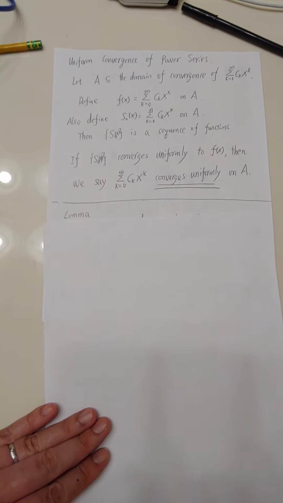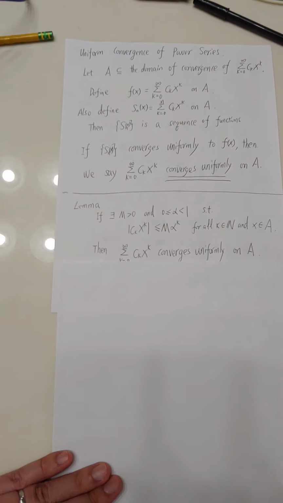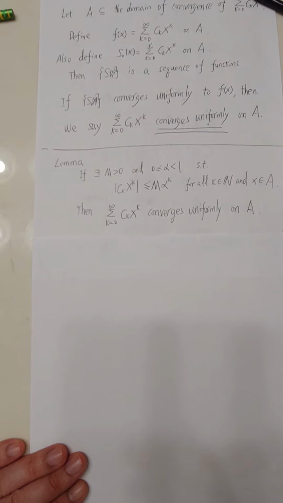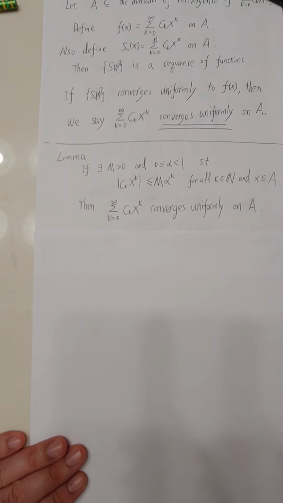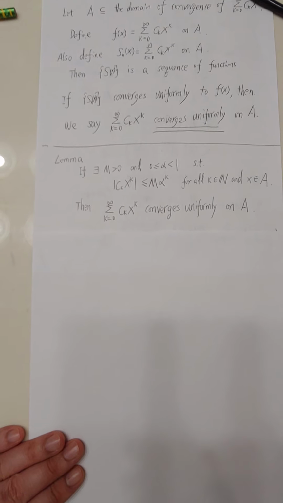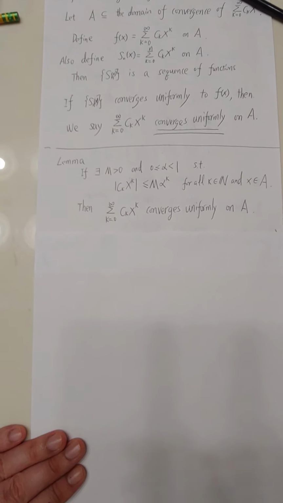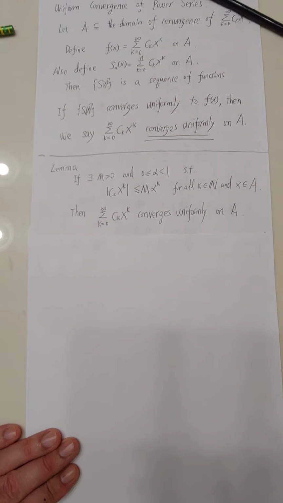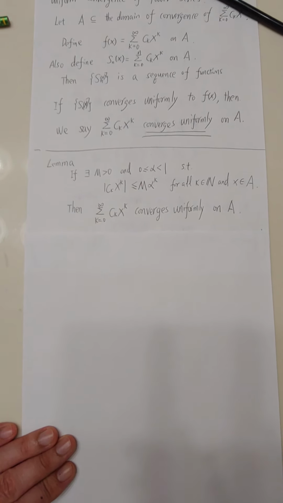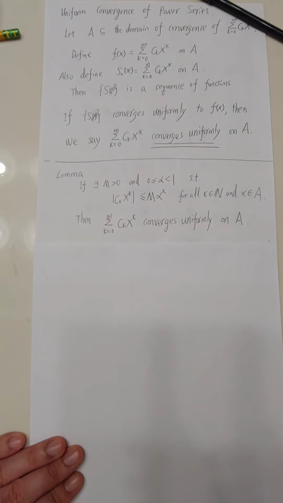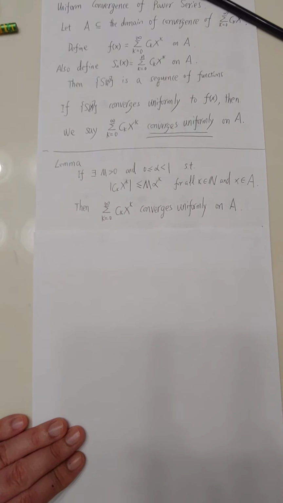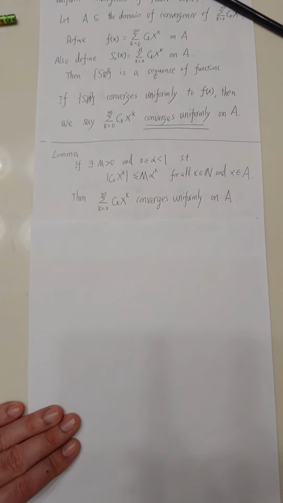Okay, so now let's look at a lemma. The lemma says: if there exist some constant M and some constant alpha, with alpha greater than or equal to 0 and less than 1, such that the absolute value of c sub k times x to the k is less than or equal to M times alpha to the k, for all k and all x in A, where A is a subset of the domain of convergence as we discussed previously, then this power series converges uniformly.